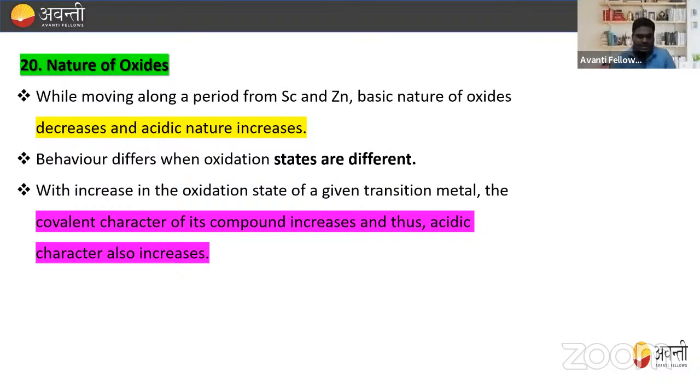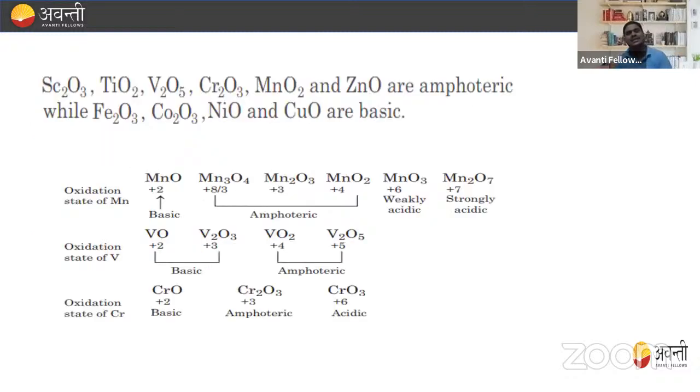Now, nature of oxides. While moving along the period from scandium to zinc, the basic nature of oxides decreases and the acidic nature increases. Behavior differs when oxidation states are different. Simply, if the oxidation state increases, then it will show an acidic oxide. With the increase in the oxidation state of the given transition metal, the covalent character of its compounds increases, and thus the acidic character also increases. Like Sc2O3, TiO2, V2O5, Cr2O3, MnO2, they are amphoteric, while Fe2O3, Co2O3, NiO and CoO are the basic ones.